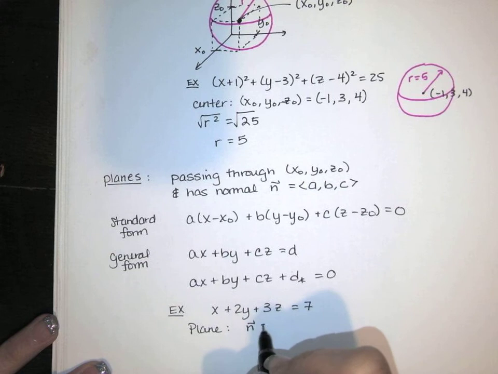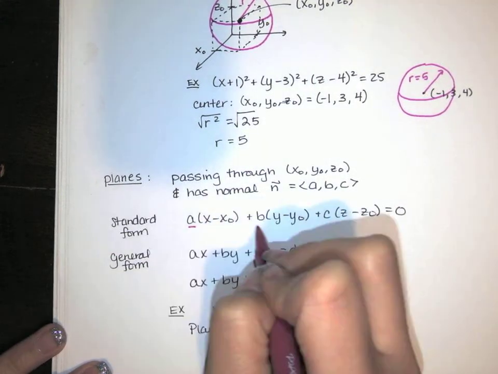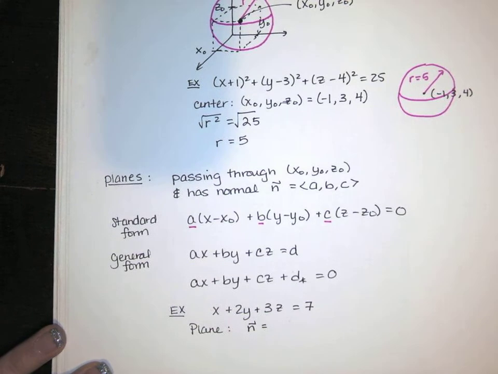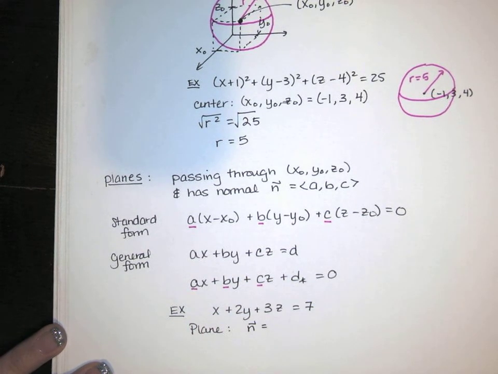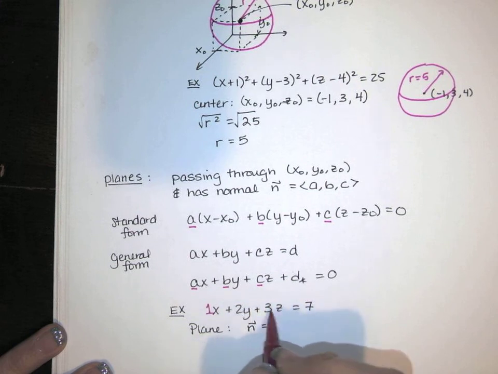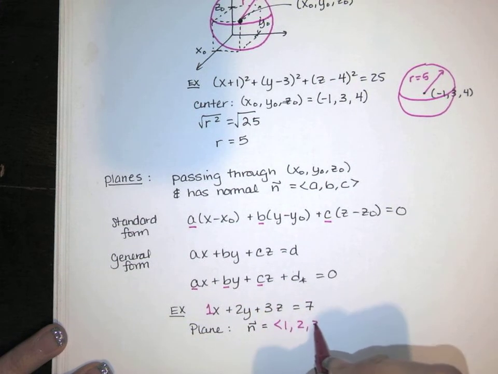And its normal vector is given by the coefficients of x, y, and z. Remember, these are the components of our normal. So the components of our normal appear here in general form. So I see a 1, a 2, and a 3. So this normal vector is 1, 2, 3.